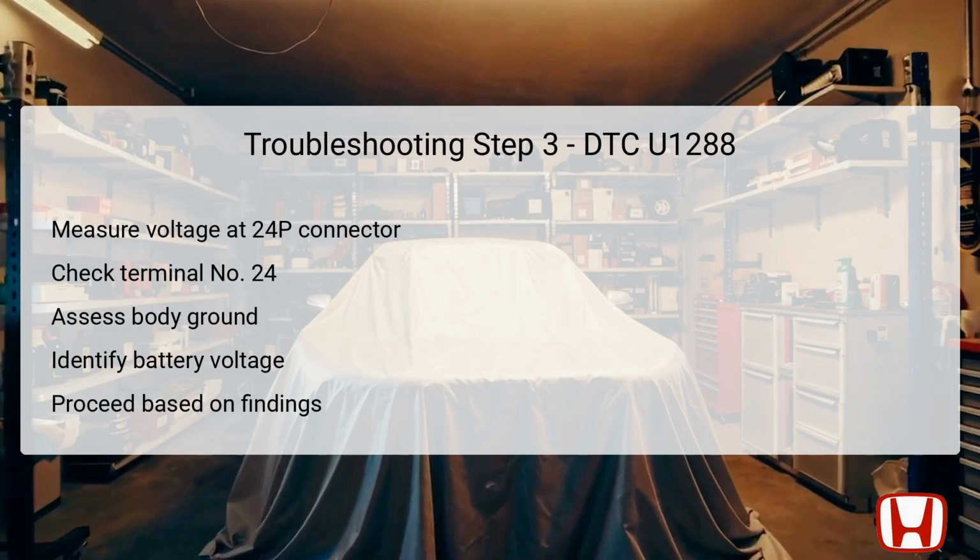To perform this check, ensure that your multimeter is set to measure voltage, then connect the ground lead to a suitable body ground point and the other lead to terminal number 24. If battery voltage is present, you will proceed to the next troubleshooting step.